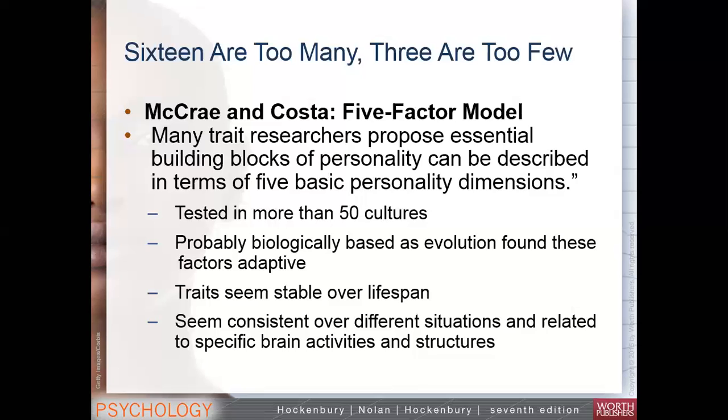And we see that the majority of these traits seem to be pretty stable over time. The only one probably really seeing a slight difference is neuroticism. People tend to be slightly less neurotic as they grow older. But overall, these traits seem to be pretty stable. And we also see that it's consistent over many different situations and over time. And we actually see some brain activity and brain structures related to these 5 factors.